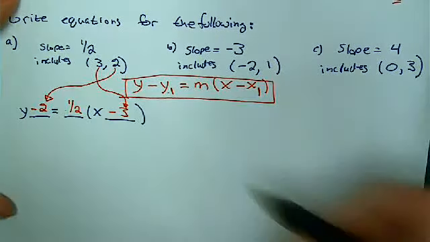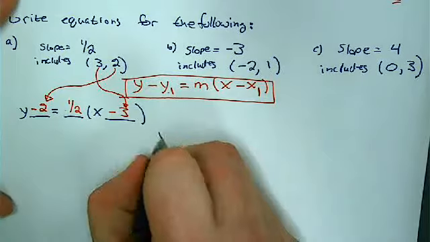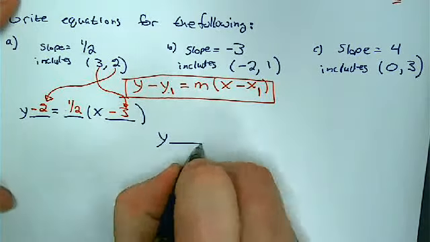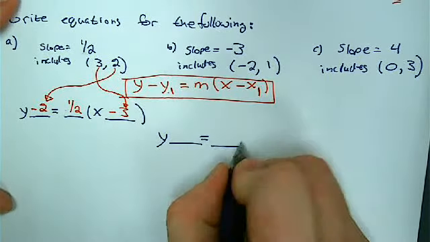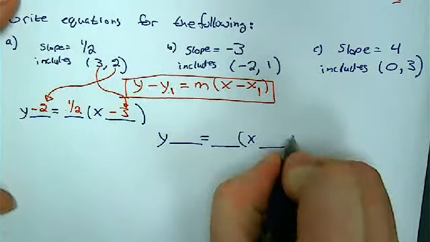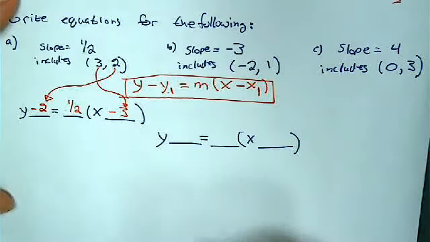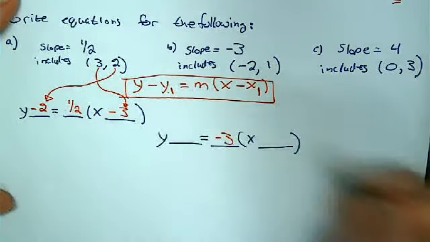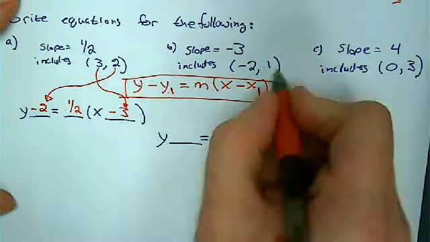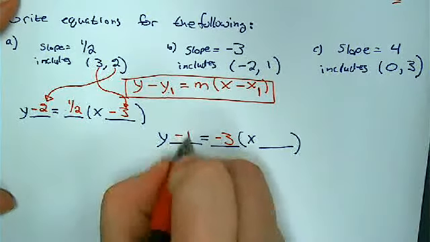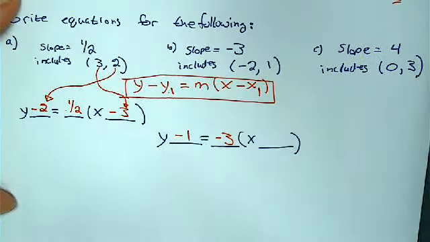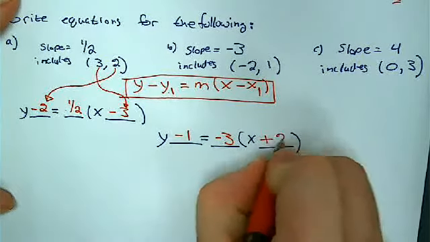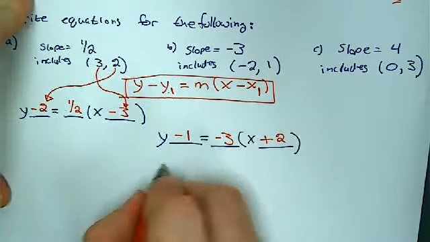Let's do this next one. I'm going to write the basic form out again. So there's the basic format. The slope was given as negative 3, so that goes here. The y is positive 1, so minus 1. And then plus 2. Now you could also write it this way, if it helps.